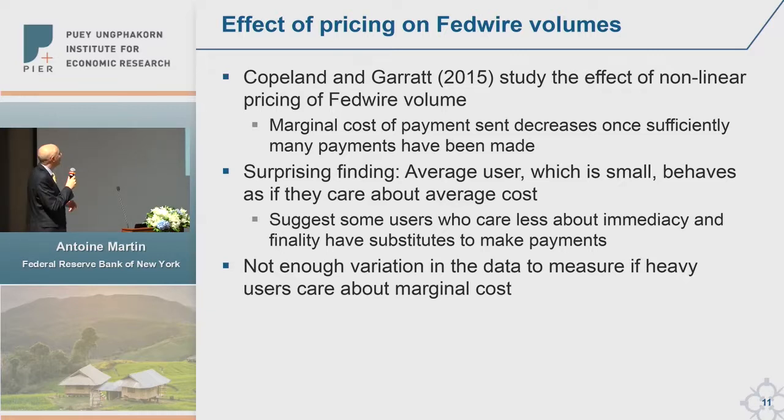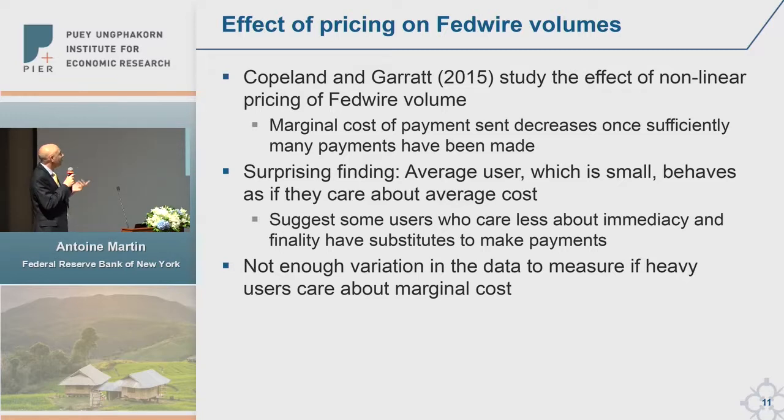So my colleagues did that work, and they were really surprised to find that, in contrast to what you would expect from economic theory, the average user, which is fairly small, it turns out, even though this is a large value payment system, behaves as if they care about the average cost rather than the marginal cost. And so this was a surprise. And so what we think is happening is that some users care less about these things that make Fedwire unique, which is the immediacy and the finality. And that's the only settlement platform in the US that provides that.